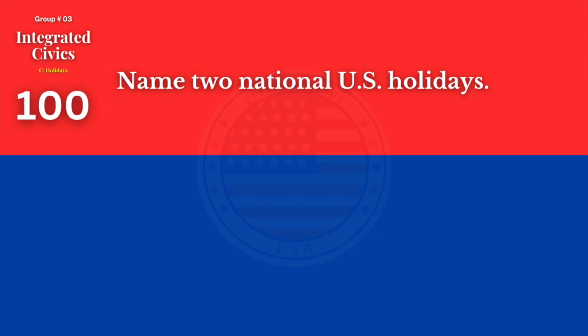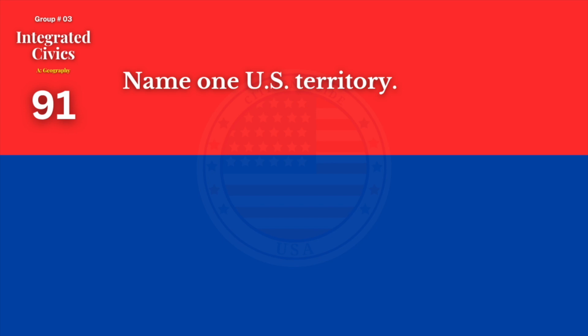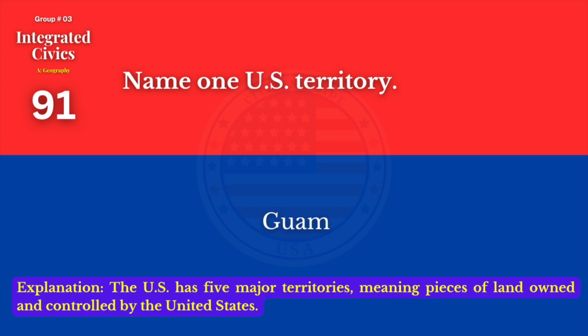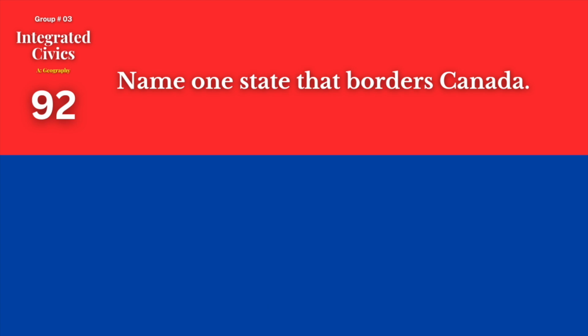Name 2 national U.S. holidays. President's Day, Independence Day. Name one U.S. territory. Guam. What ocean is on the west coast of the U.S.? Pacific Ocean. Name one state that borders Canada. New York.